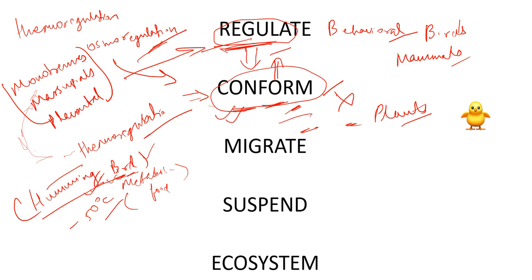Okay, now this was regulation and conformity in homeostasis. Next, there are two more things: migrate and suspend. Now, when homeostasis has to take place either in a very local type of condition or for a very short period of time, so when the time period is short or the condition is localized, two types of methodologies are used. They are migrate and suspend.